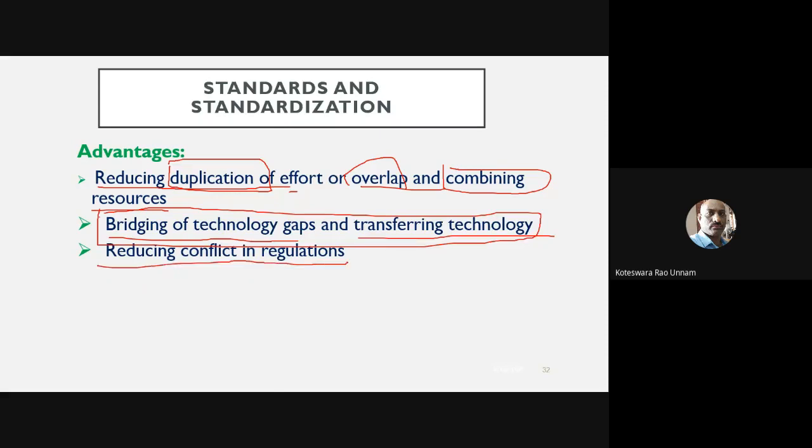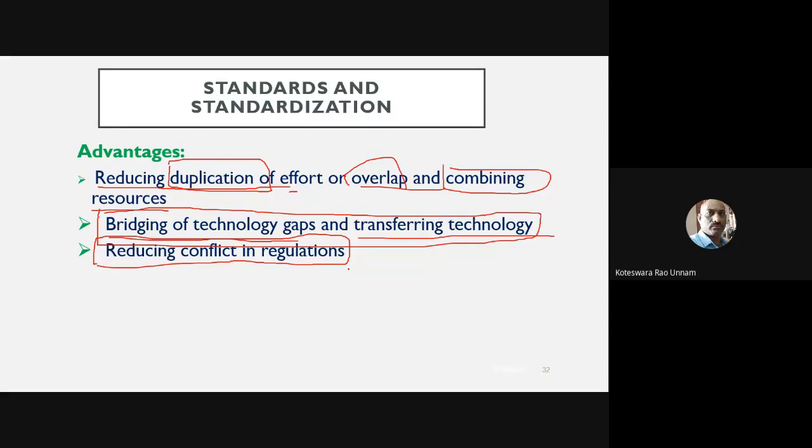Reducing the conflict of the regulations. That means if I set certain standards, suppose there are some regulations or standards for, let us say, four-wheelers or cars. So some organization, let us say the Indian government, sets some standards for vehicles. So you have to produce a vehicle under BS4 regulations. That means whatever pollution is emitted by your car should be within this limit.